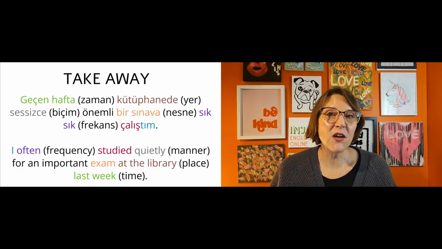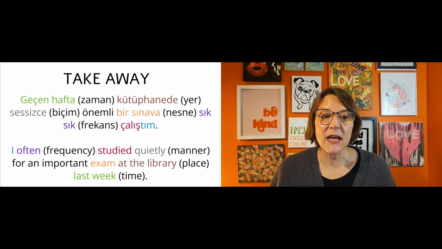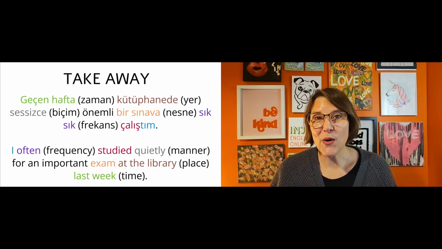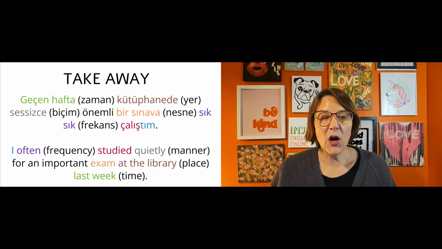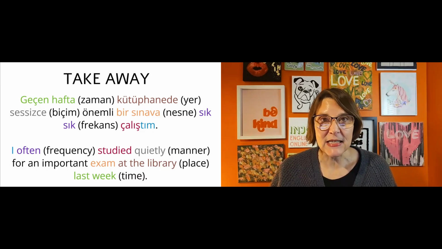I, subject; often, adverb of frequency; studied, verb; quietly, adverb of manner; for an important, adjective; exam, object; at the library, it's our place; and last week is our time. Now tomorrow, I am going to deconstruct the sentence again. I'm going to go opposite. Because although I often studied quietly for an important exam at the library last week, it is a correct sentence.